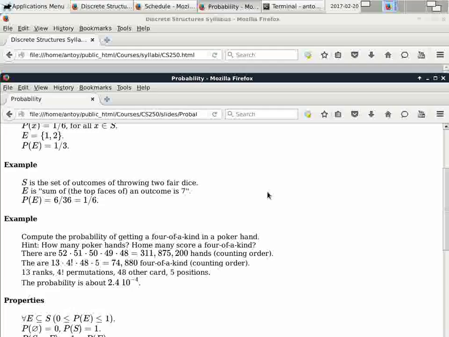So this was the easy part. Now we have to figure out how many hands have a 4 of a kind, and the order of the cards is different, right? So how do we do this one? So there are 13 possible ways of having 4 of a kind, right? Whether it is a 2, a 3, a 4, a 5, up to a king. So 13.